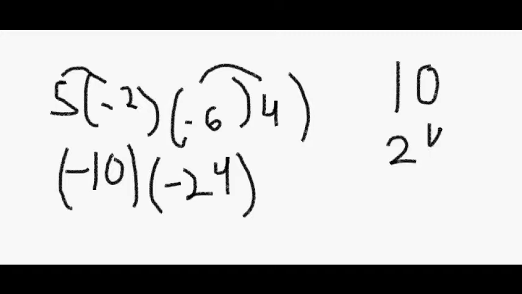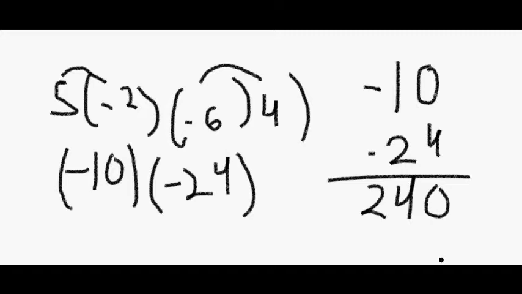Alright, so then we have 10 times 24. Well, they're both negative, but the answer will be positive. We know that. 4 times 0 is 0. 4 times 1 is 4. And 2 times 0 is 0, so that's 4. And then 1 times 2 is 2, so the answer is positive 240. Okay, so that was easy.